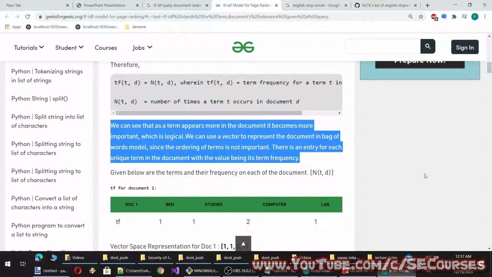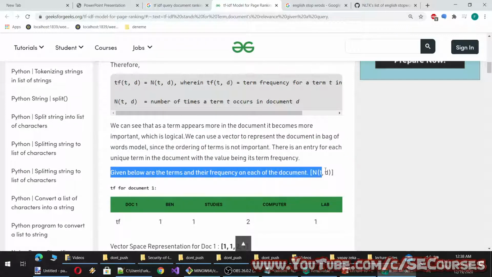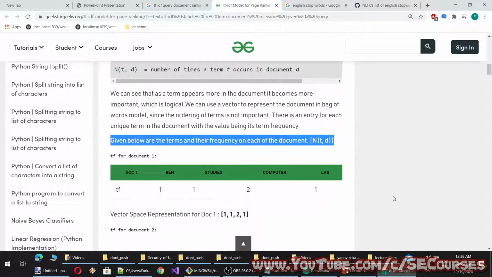We can see that as a term appears more in the document, it becomes more important, which is logical. We can use a vector to represent the document in the bag of words model, since the ordering of terms is not important. There is an entry for each unique term in the document with the value being its term frequency. Given below are the terms and their frequency in each of the documents.